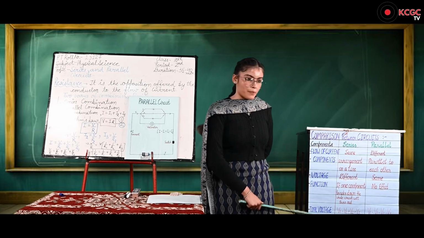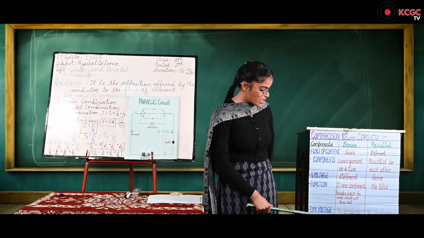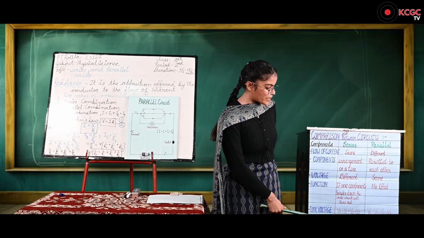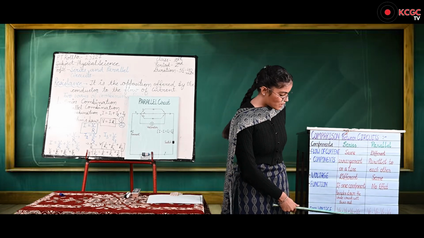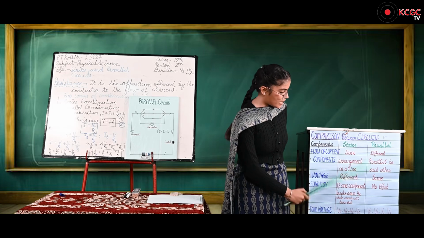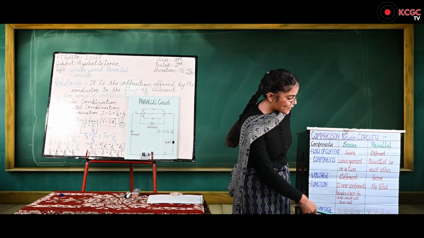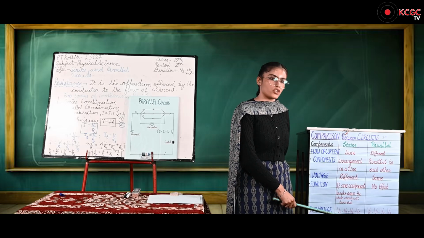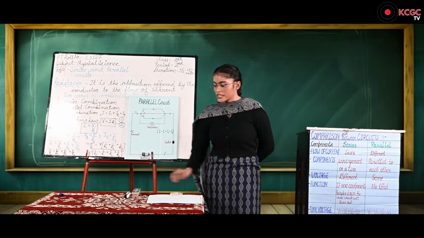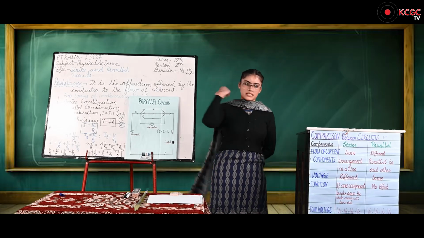Then examples, as we have done the applications. So examples of the series combination are lamps, bulbs, flashlights. And the examples of parallel combination are home wiring, microwave, washing machine. So these are the applications of the series and the parallel circuit.